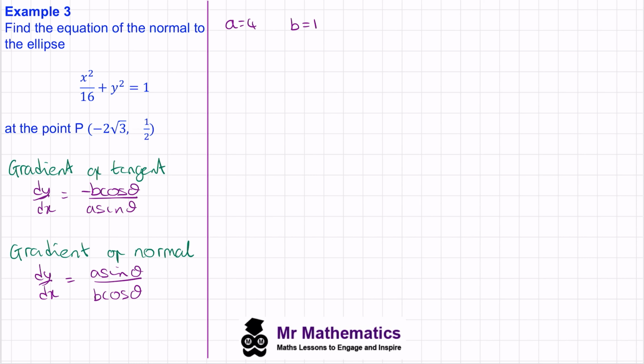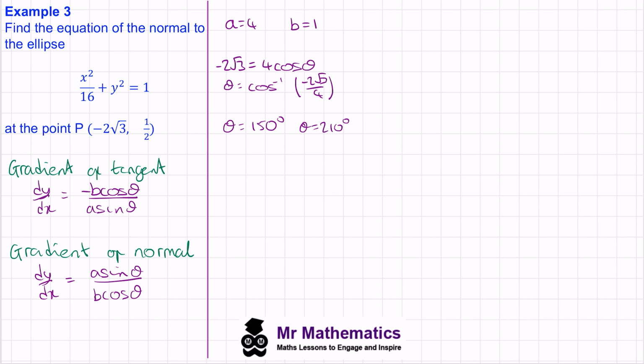Now we can work out theta using this value of a and the parametric equation for the x. And we're told that the x value is negative 2 root 3. So negative 2 root 3 will equal a cos theta. So theta will be the arc cos of negative 2 root 3 over 4. And this gives us theta is equal to 150 degrees. But if we consider the range between 0 to 360, we know that there'll be another solution when theta equals 210 degrees.